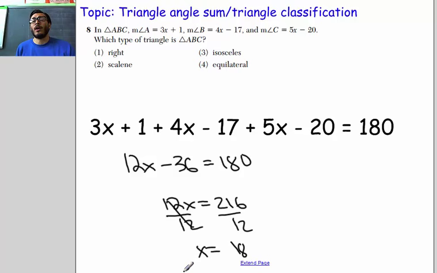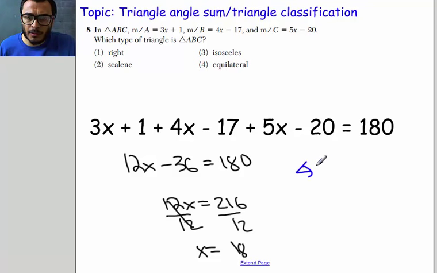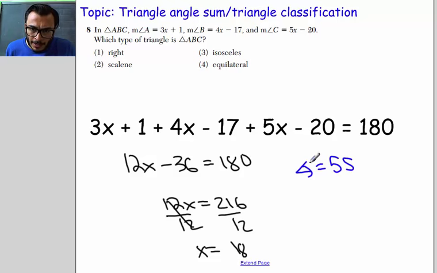Okay, now let's find our angle measurements. Angle A is 3x plus 1. So we substitute for x here. That's going to be 3 times 18, which is 54. And then 54 plus 1 is 55. So angle A is 55 degrees.